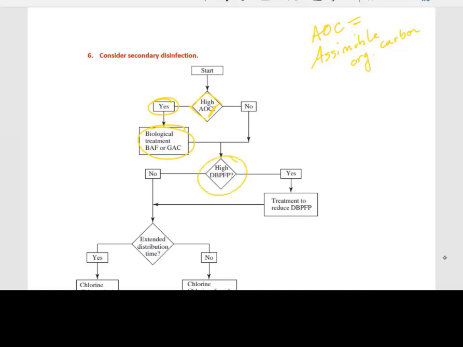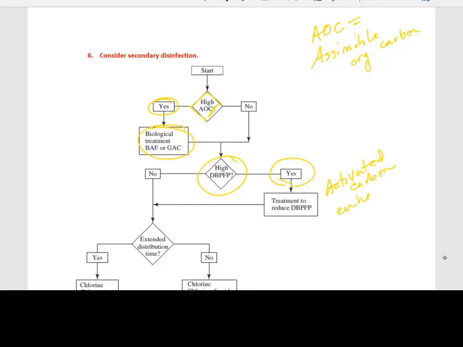Do we have a high disinfection byproduct formation potential? Again, we have that high TOC, so the answer is yes. And here we're looking at something, probably activated carbon.